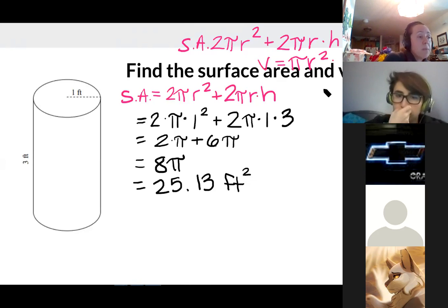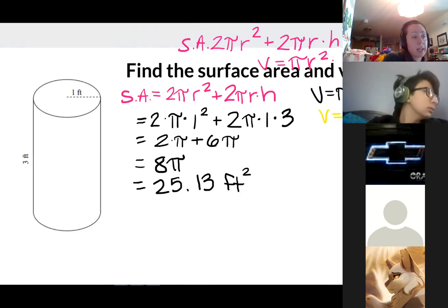All right, then we have volume. So we first write the formula down, and then underneath, we're just going to fill in the values. So my radius was 1 squared, and my height was 3. So my volume, 3 times 1 is just 3.